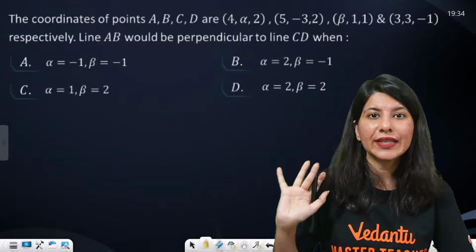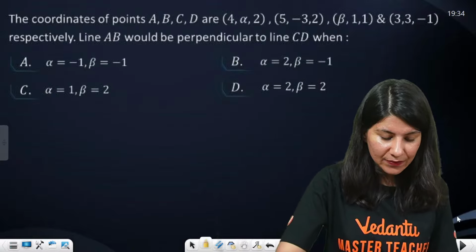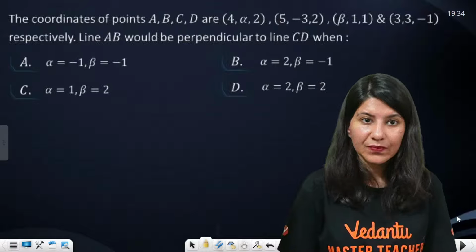Now let's do one thing. Let's just start doing this question. Are we ready? Are we question ready? What do you think, guys? Are we question ready? Okay.